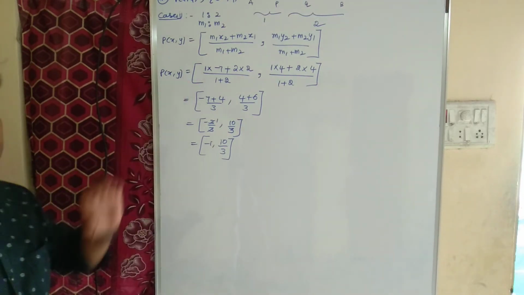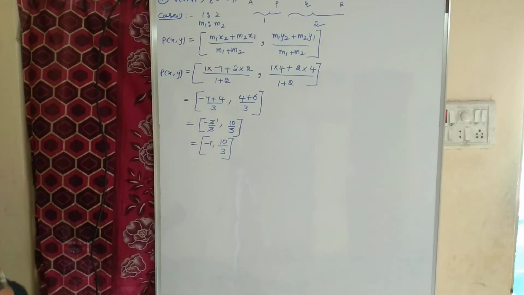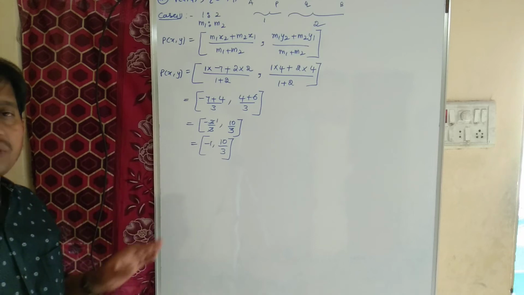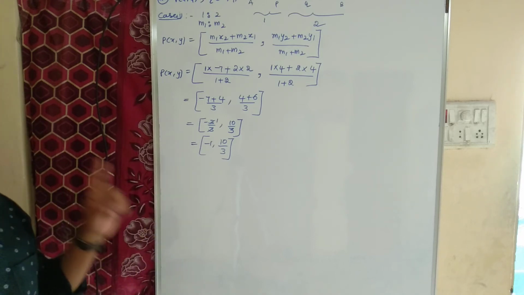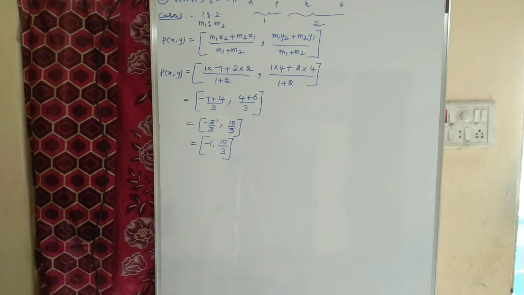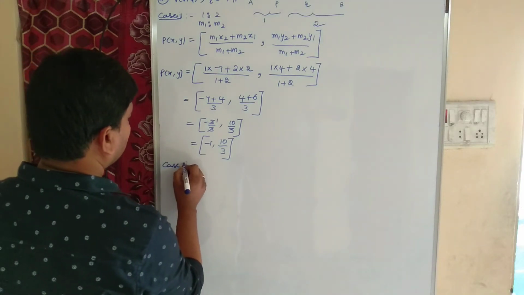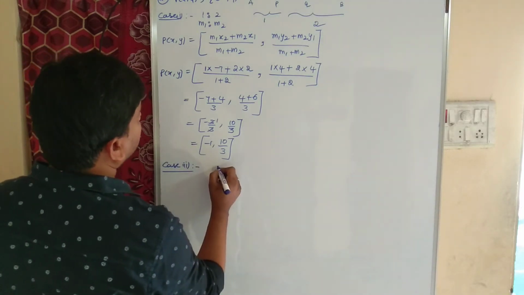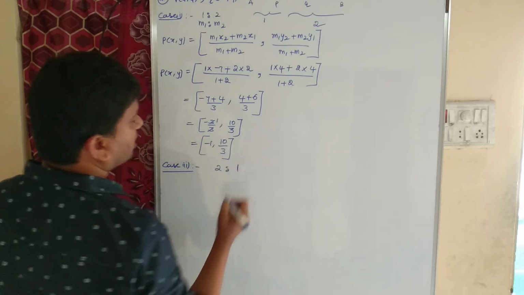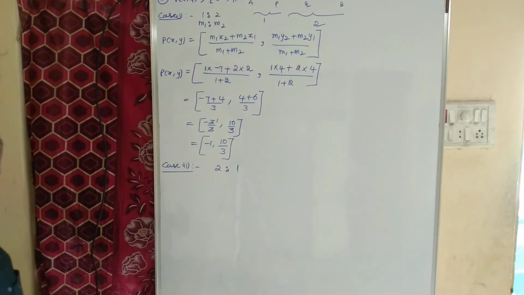After substitution, simplification only. You can do it easily. Slowly you do it without making mistakes, you will get it easily. Children, this is the most important topic, section formula. Okay. Now case 2 is what? What is our case 2, children? Ratio is what? Q divides line segment AB into the ratio 2:1.